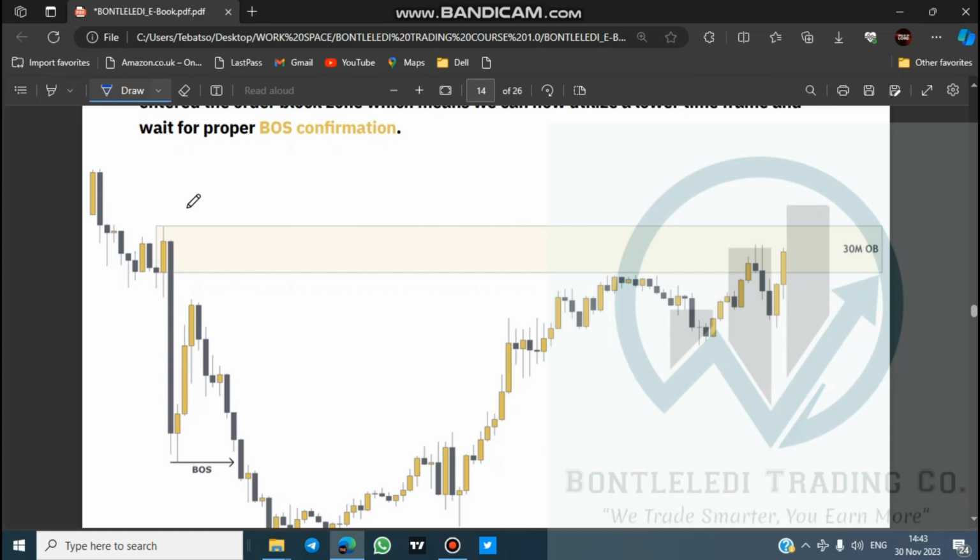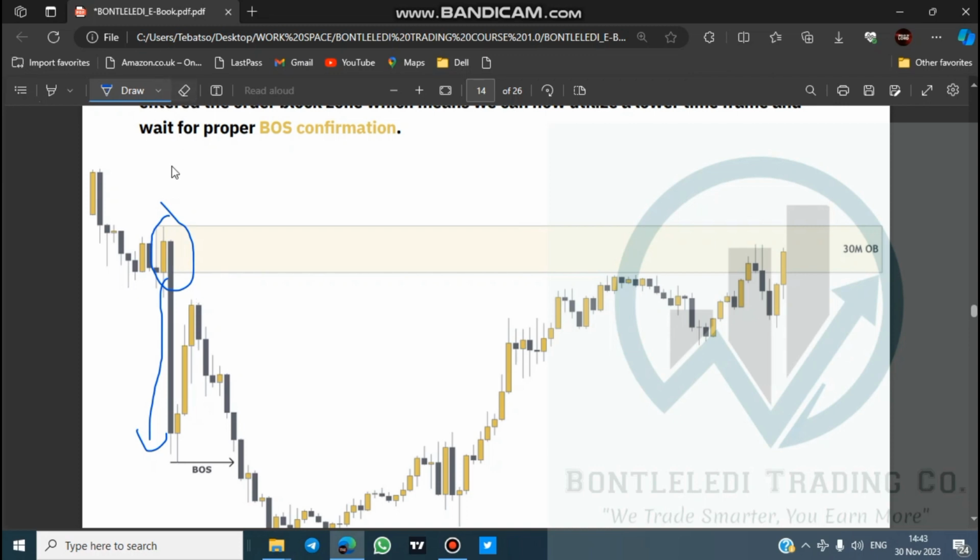First things first, number one, there's an impulsive move in a downtrend. You are on a 30 minutes time frame. After that, you identify the last candlestick prior to an impulsive move in the opposite direction. This was a downward one. So what do you do next? You mark the order block. Once you mark the order block, remember we said that we enter at the open of the order block.